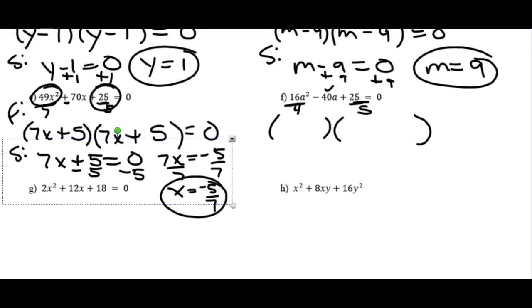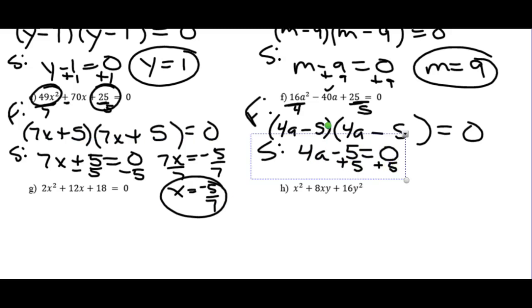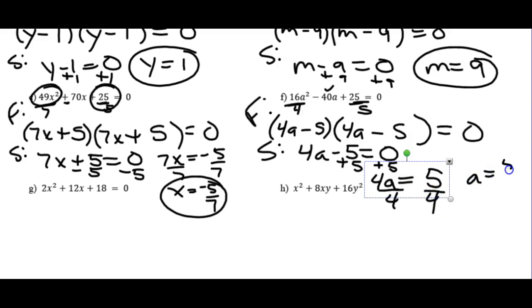Square root of 16a squared is 4a. It's a minus in the middle, so these are both going to be minuses. And the square root of 25 is 5. And that's my factoring. So if you're asked to factor, that's it. You're done. But if it says solve, you've got to do that next step where you use that zero product property. Don't have to do it twice on this because even though we have two factors, they're exactly the same. And then I get my solution of 5/4.